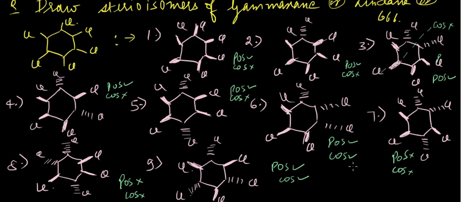So with this we come to the end of this lecture. In the next lecture we'll be seeing some more examples on the POS and COS of isomers of cyclopentane and other such examples, and then we'll be continuing on axis of symmetry. So till then, good luck and goodbye.